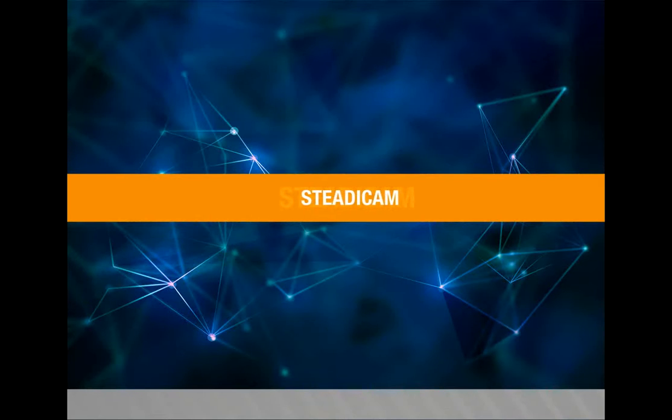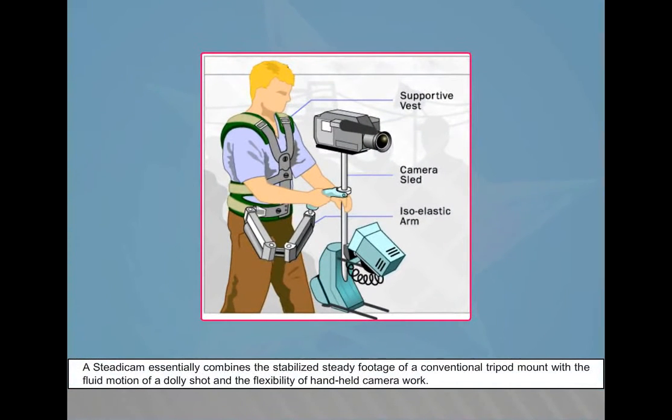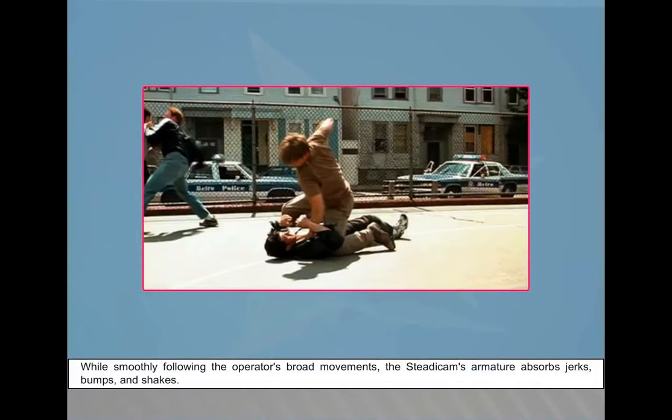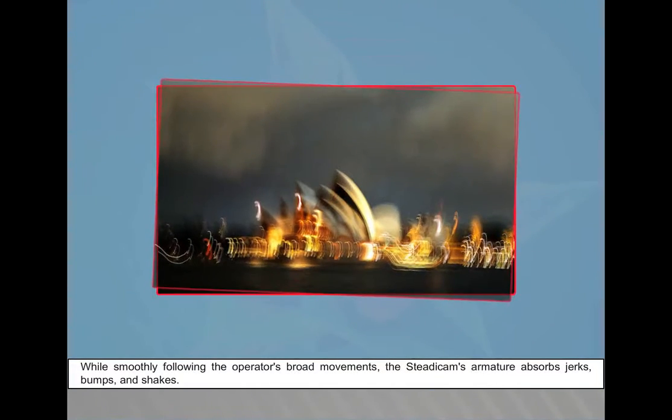Introduction to Steadicam. In this video, we are going to see about Steadicam. A Steadicam essentially combines the stabilized, steady footage of a conventional tripod mount with the fluid motion of a dolly shot and the flexibility of handheld camera work. While smoothly following the operator's broad movements, the Steadicam's armature absorbs jerks, bumps, and shakes.